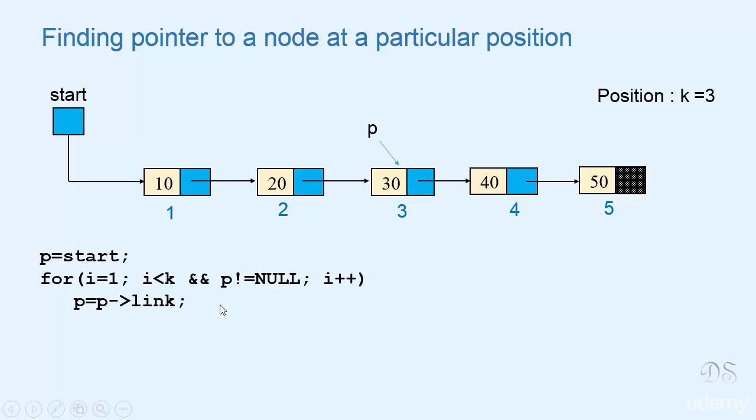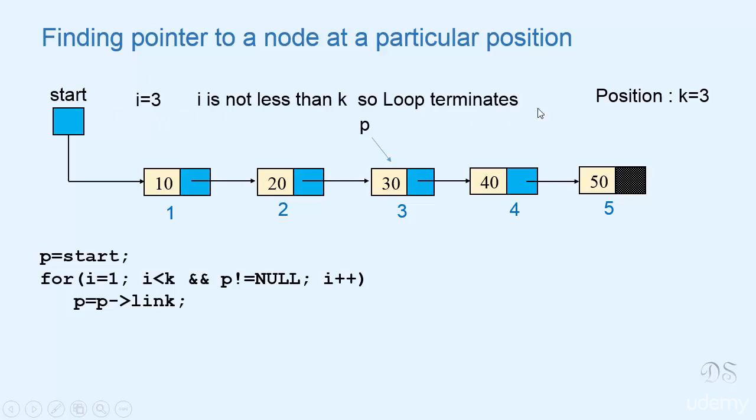Let's see how this code works. Now initially p is start and i is 1. Now i is less than k and p is not equal to null, so p is moved forward. Then i is incremented. Now again i is less than k and p is not equal to null, so p is moved forward and i is incremented. Now i is equal to 3. So this loop terminates, and we can see that when this loop is terminating, p is pointing to the node at the kth position.